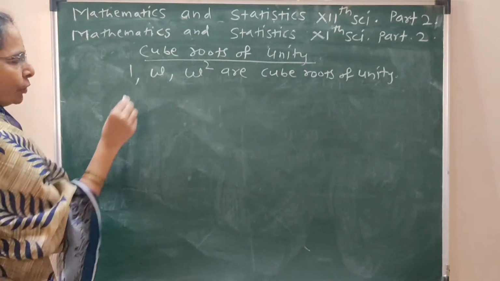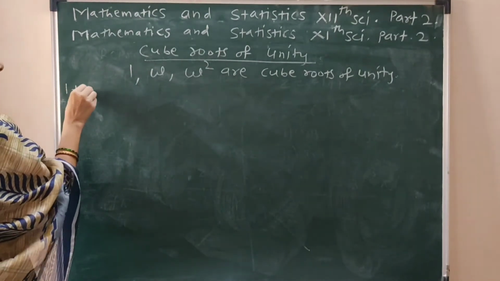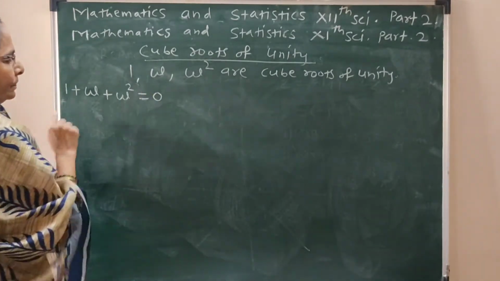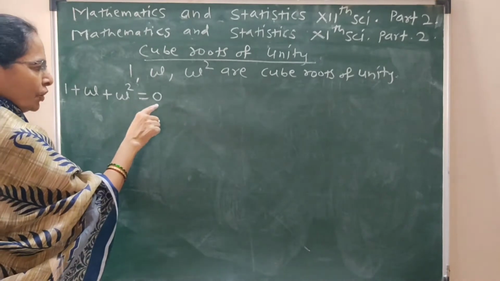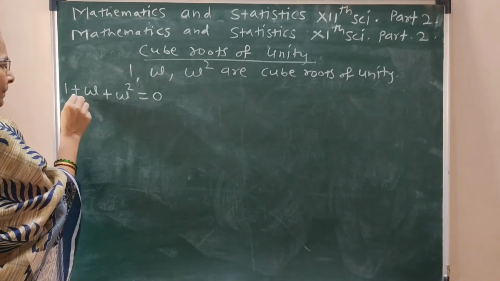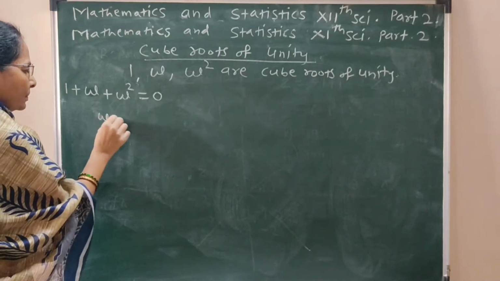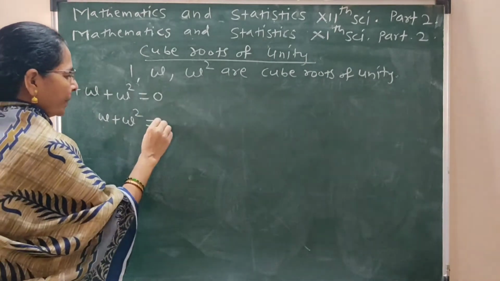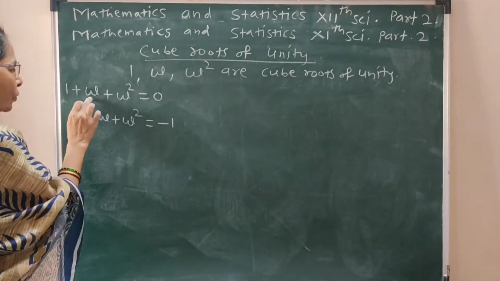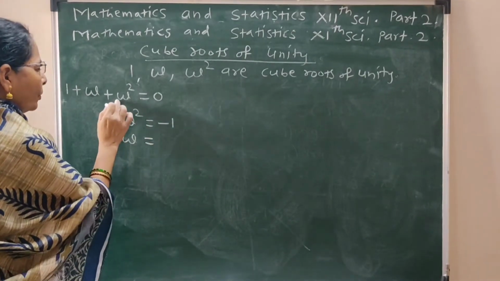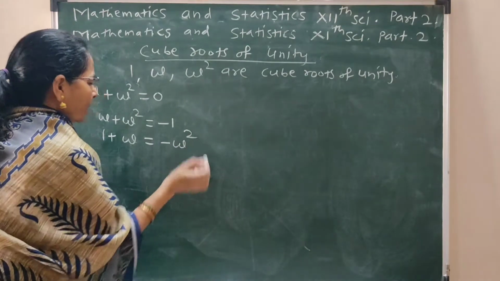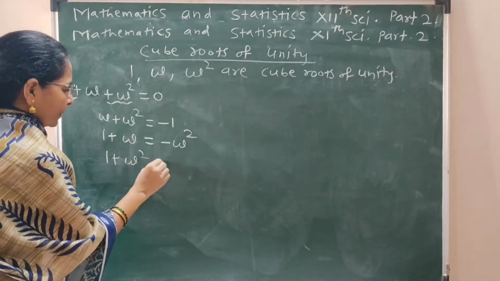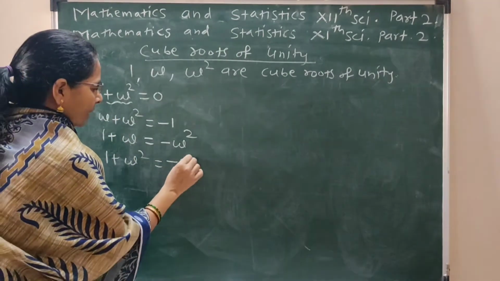Formulae related with these cube roots: the first formula is 1 plus omega plus omega square is always 0. So that we can find the values. Omega plus omega square: 1 to this side, minus 1. Then 1 plus omega: omega square to this side, minus omega square. Then 1 plus omega square: omega to this side, minus omega.